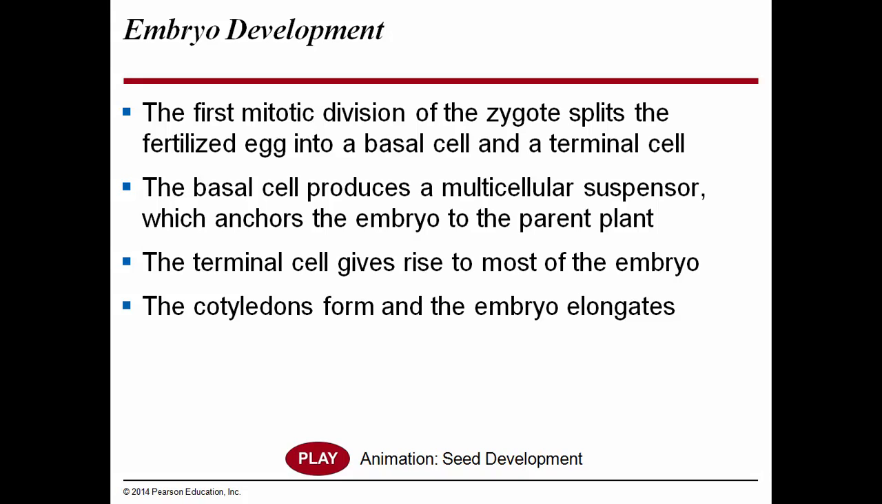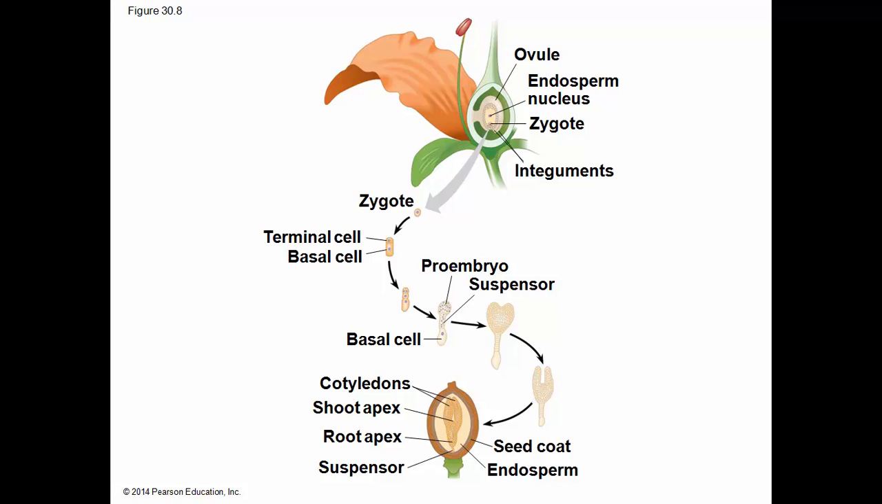The first mitotic division of the zygote splits the fertilized egg into a basal cell and a terminal cell. The basal cell produces the multicellular suspensor, which anchors the embryo to the parent plant. The terminal cell gives rise to most of the embryo. The cotyledons form and the embryo elongates. By the time the ovule becomes a mature seed and the integuments harden and thicken into a seed coat, the zygote has given rise to an embryonic plant with rudimentary organs.